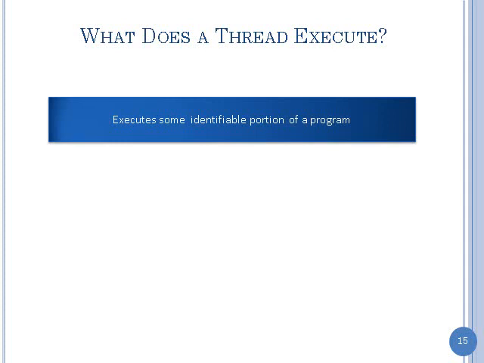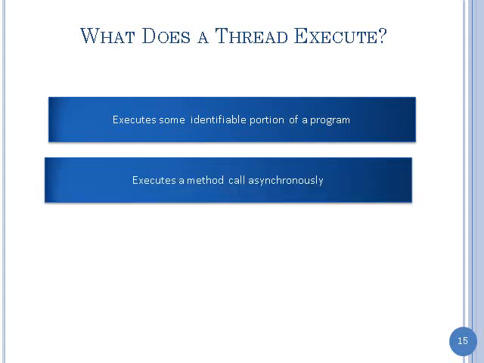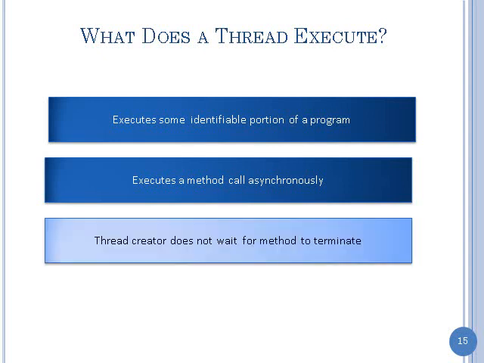You can't just say, let this PC start here, at instruction number 25. Firstly, how do you express 25? If you allow 25 to be executed, all kinds of corruption and inconsistent things could occur. So it executes a method called asynchronously, essentially. That's what a thread is. Now you can execute a method called synchronously, wait for it to finish, or you can call it asynchronously, where you don't wait for it to finish. So the thread creator does not wait for the method to terminate. That's the difference between a thread and a procedure.